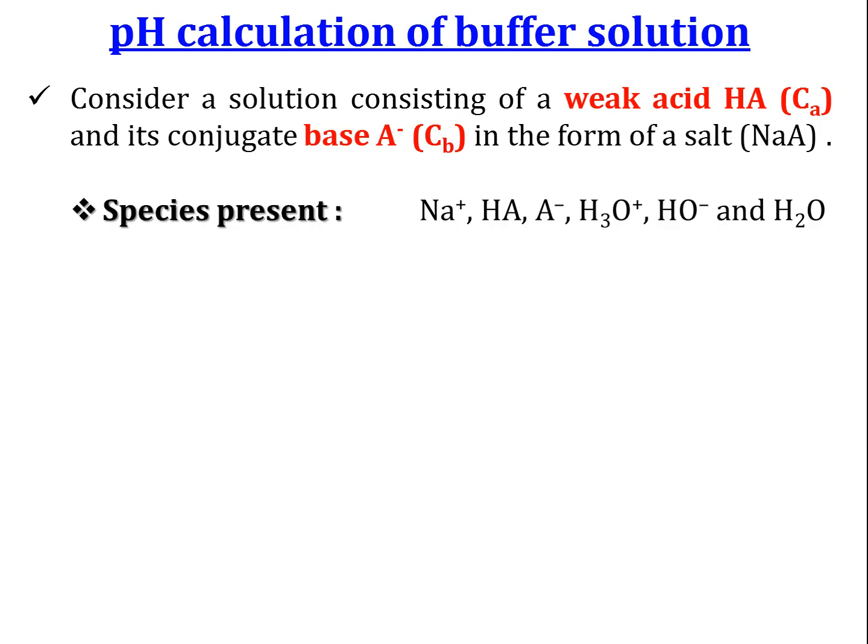So we follow the steps to find the pH formula. Thus, first, what are the species present? We have HA that releases A- and H3O+. We have Na+ and we have A-. The presence of H3O+ indicates the presence of OH-, and we have the water molecules.